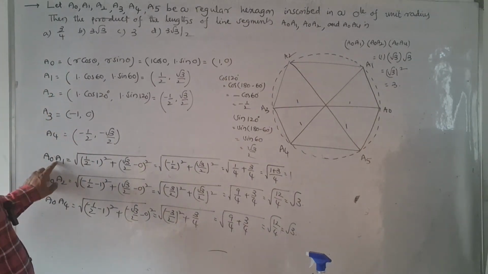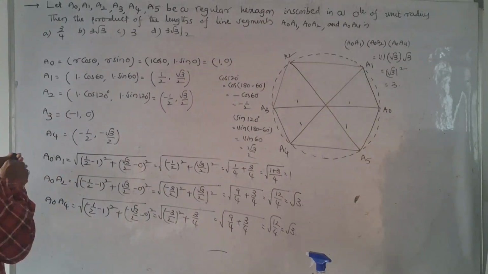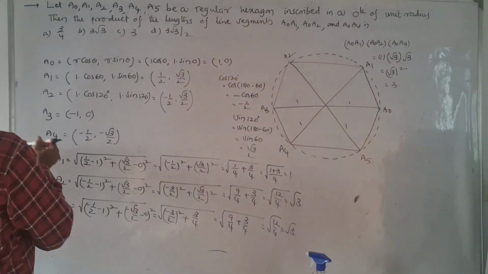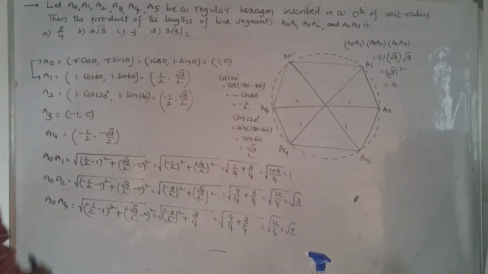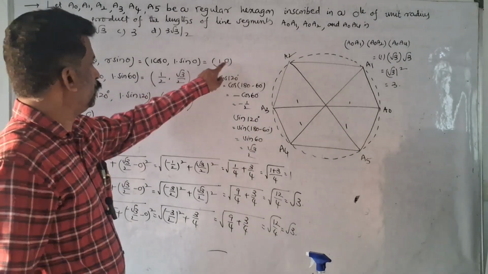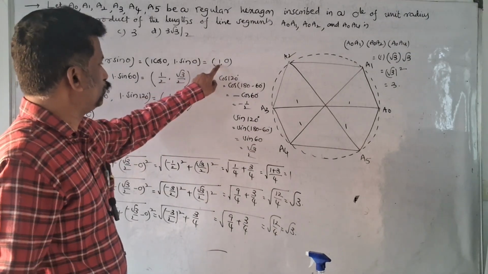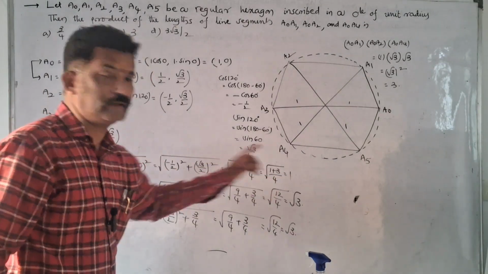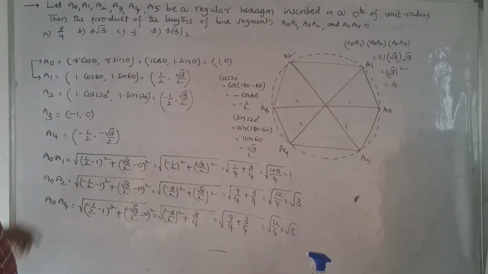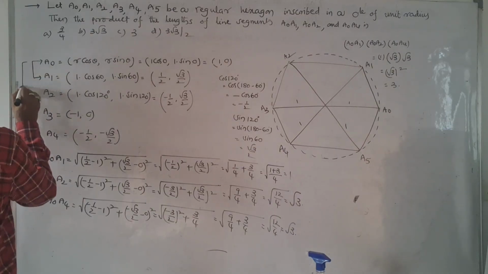So A0A1 means the distance between these 2 points, with x1, y1, x2, y2. The distance is the square root of x2 minus x1 whole square plus y2 minus y1 whole square. After simplification, what will we get? 1. Now A0A2.